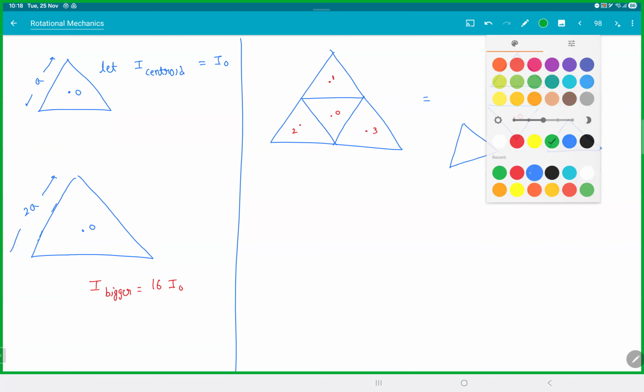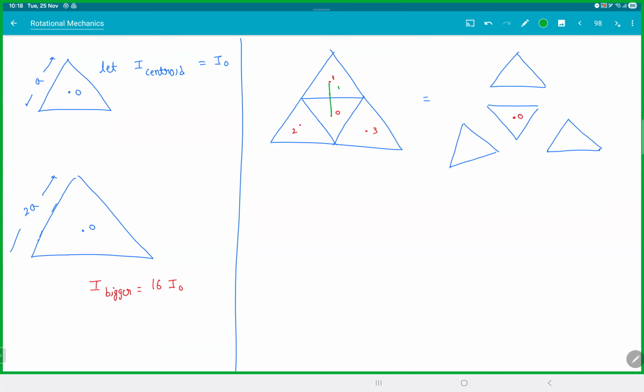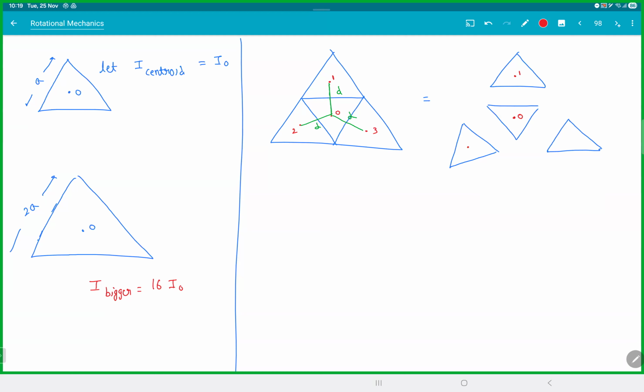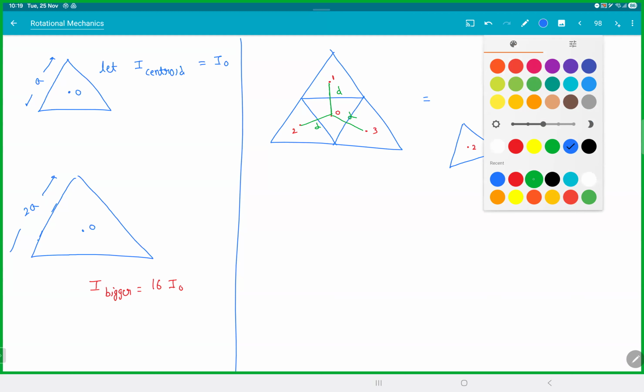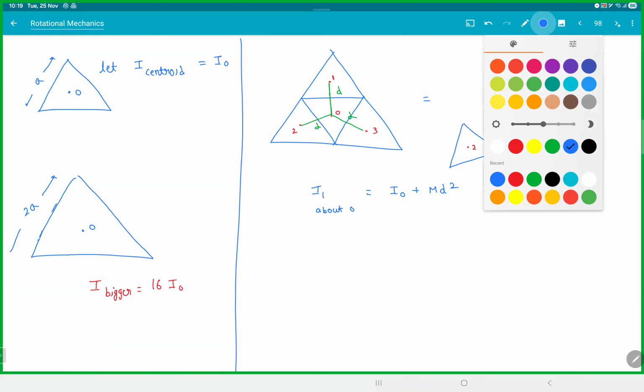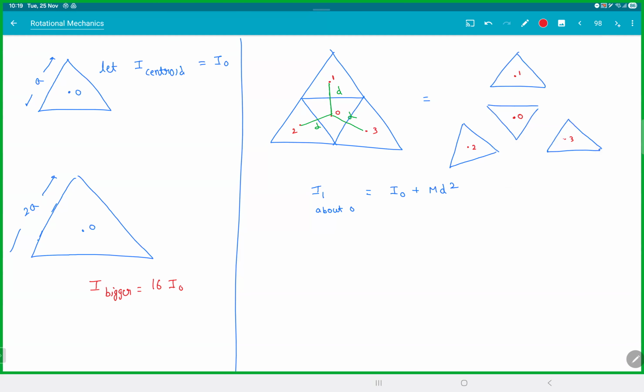Great. Now, if you look at this, this is the perpendicular distance D. This is the perpendicular distance D. This is the perpendicular distance D. So what we're trying to do, we will try to find the moment of inertia for all these triangles about the center O, and then we'll equate them. So if you try to find the moment of inertia for any one of them, let's say I1 about O, that will be I naught, because about the centroid it is I naught, plus the perpendicular distance term, md square. And what is that d?